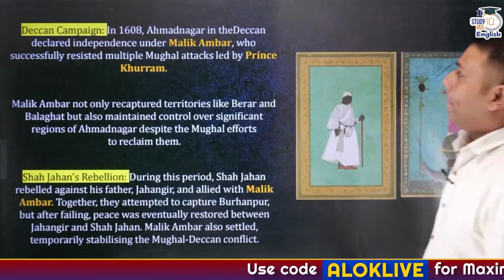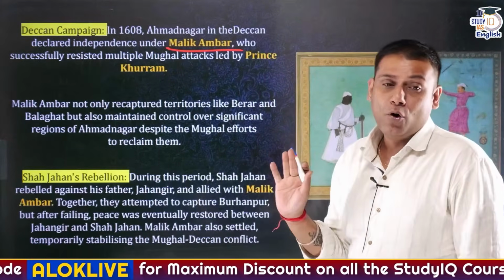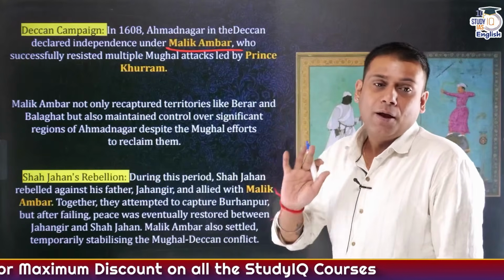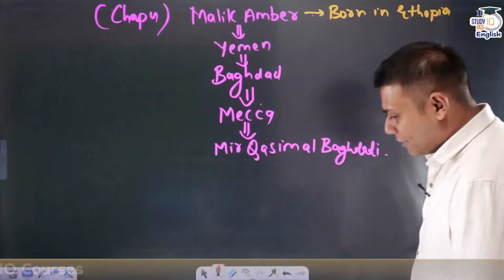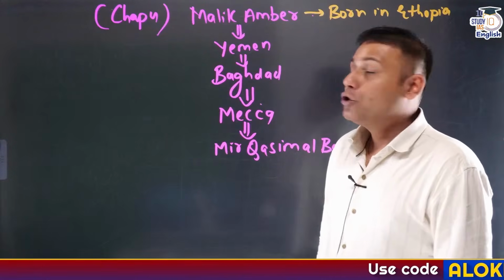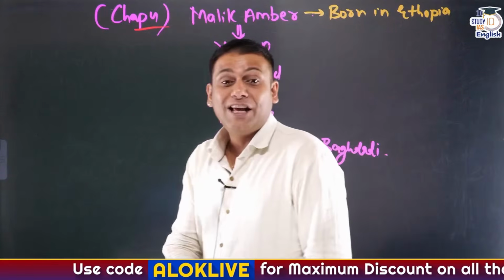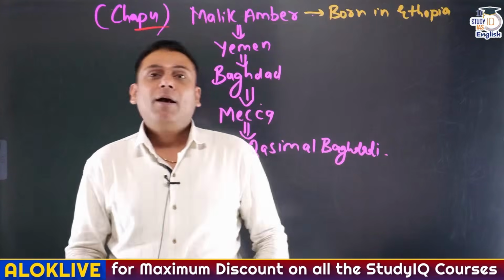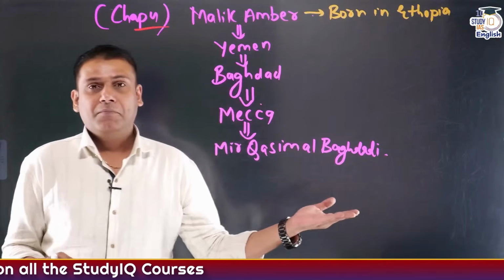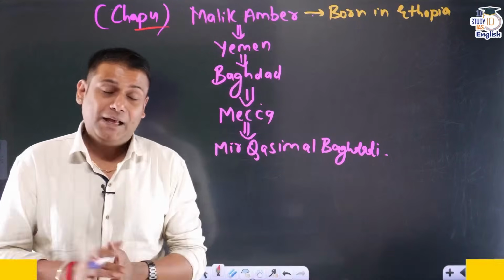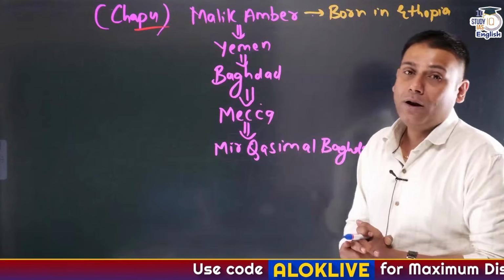Deccan campaign, Malik Ambar. Here, they were not successful. The Mughals were not successful in conquering the territories of Berar and so on. Why? And who is Malik Ambar? In short, within the next 2 minutes: Malik Ambar is also referred to as Chapu, and he was born in Ethiopia. The life of Malik Ambar is very different and historic. From the position of a slave, he rose to the level of a king. His name was Chapu, and he was born in Ethiopia.